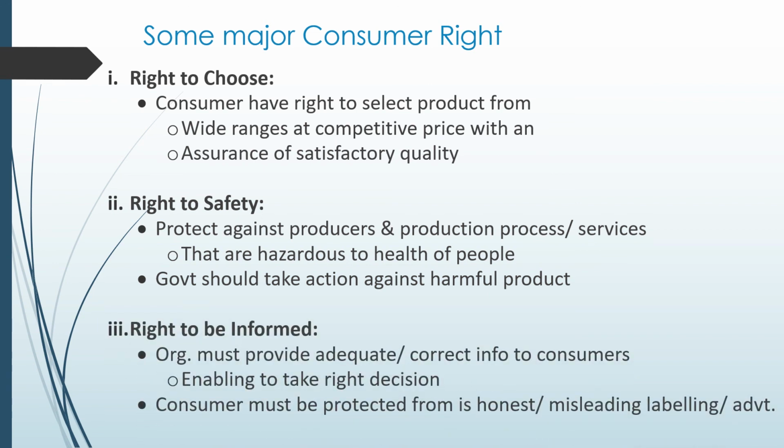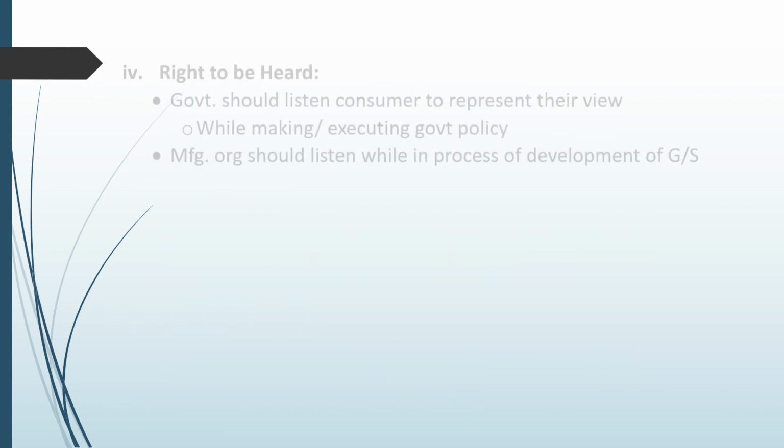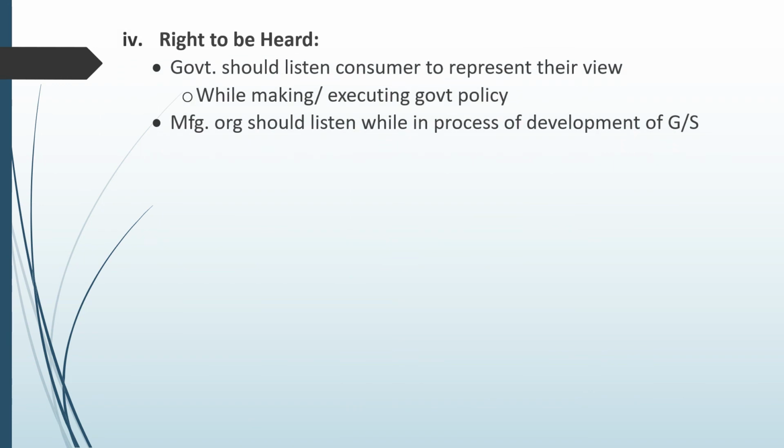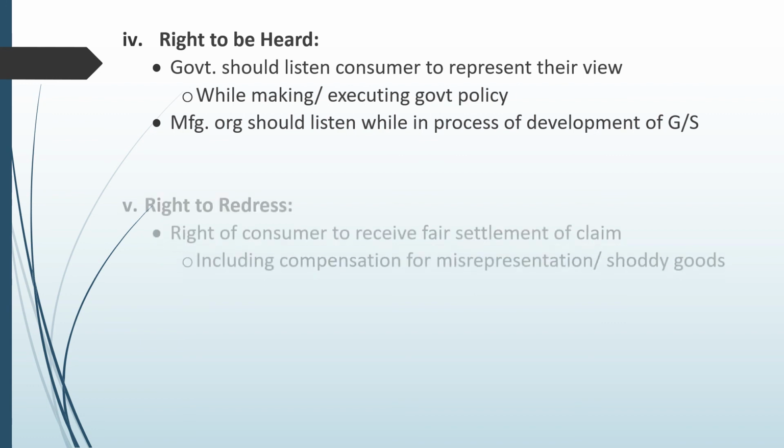Right to be informed: organizations must provide adequate and correct information to the consumer, enabling them to make correct decisions. Consumers must be protected from dishonest, misleading labeling and advertisement. Right to be heard: government should listen to consumers to represent their views while making and executing government policy. Manufacturing organizations should listen while in the process of development of goods and services.